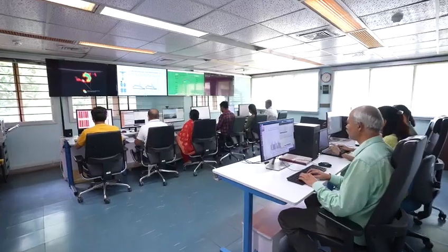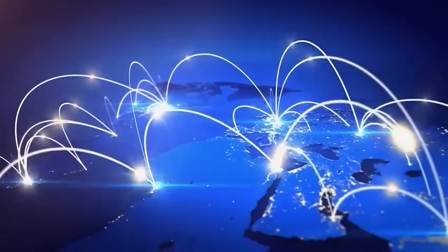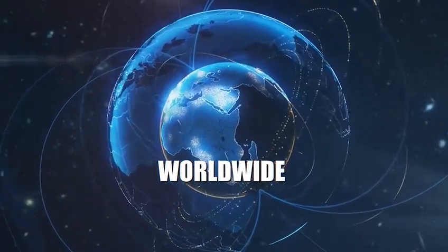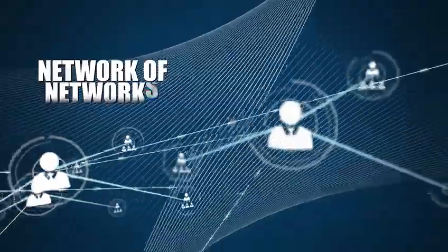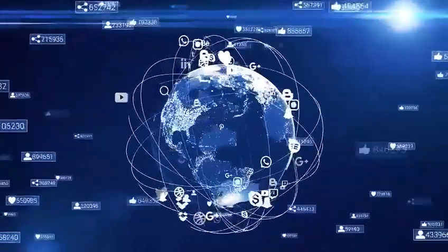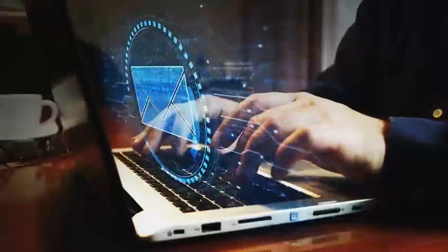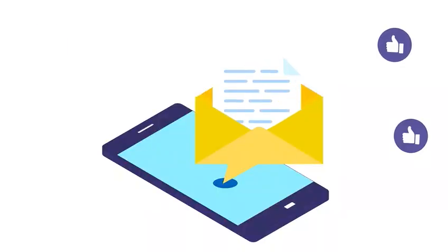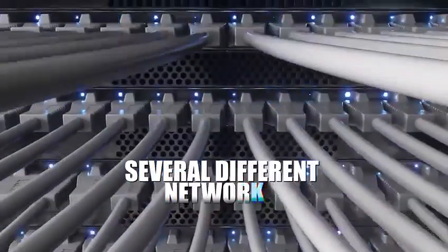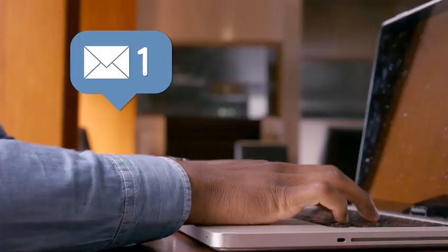The internet can be defined as a global system of interconnected computer networks that communicate using standardized protocols to exchange information worldwide. It is often described as a network of networks. It is not a single system owned by one organization, but rather a combination of millions of smaller networks. For example, when you send an email from your smartphone in India to someone in Europe, that message travels through several different networks operated by different organizations before reaching its destination.